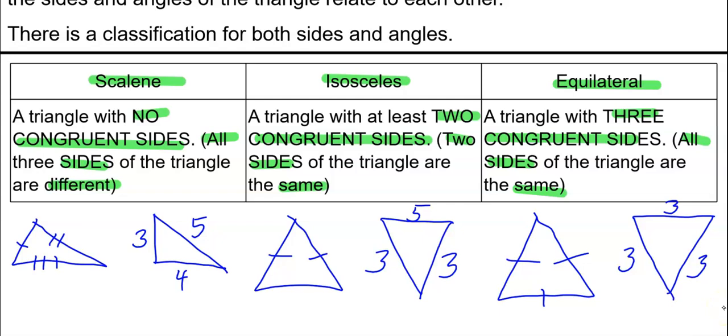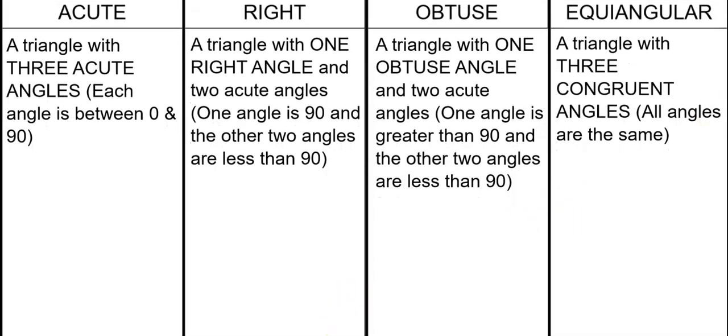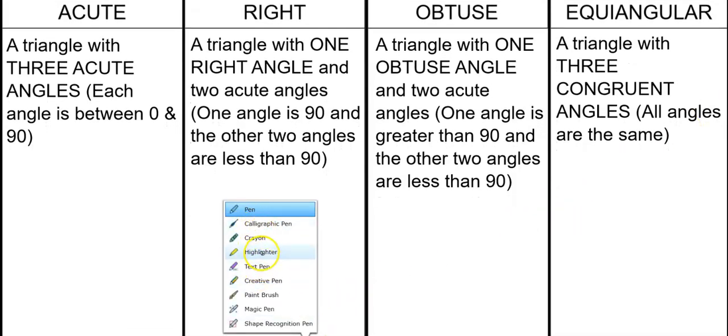All right, so those are the three ways to name a triangle by its sides. Scalene, all three sides are different. Isosceles, two sides are the same. Equilateral, three sides are the same. When we name our triangles by angles, there's going to be four ways to classify or name our triangles by angles. The first one is acute.